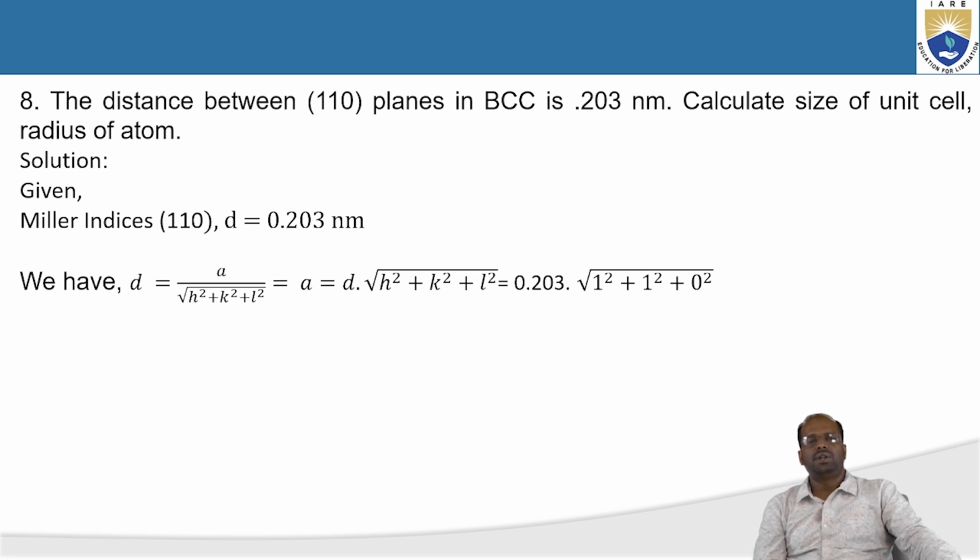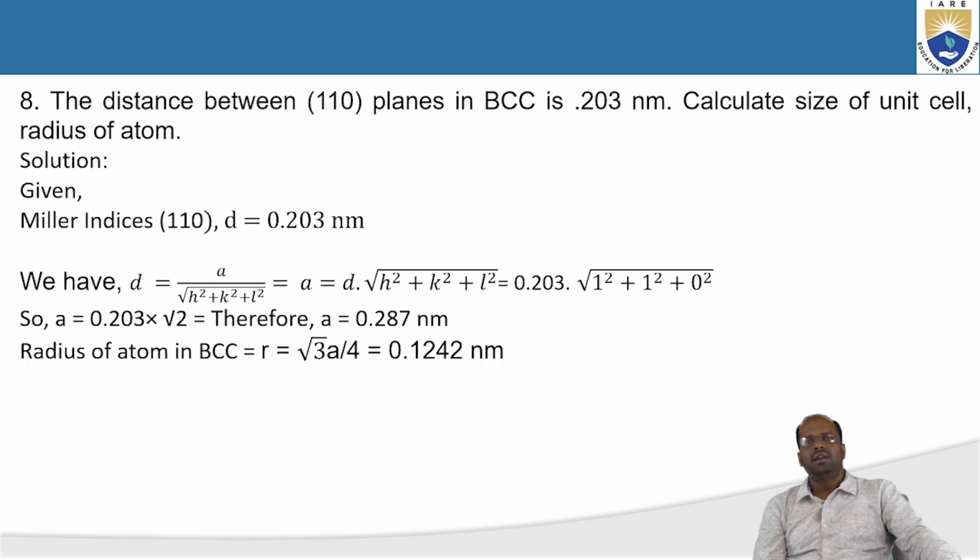So just we are substituted, and what is the distance they are given? d. So we need to calculate the lattice constant first. a is equal to d square root of h square plus k square plus l square, where d is equal to 0.203 into 10 to the power of minus 10 meters, into square root of 2. That is, 1 square plus 1 square plus 0 square is nothing but root 2. And we are getting the value: 0.203 into root 2 is nothing but a is equal to 0.287 nanometers.